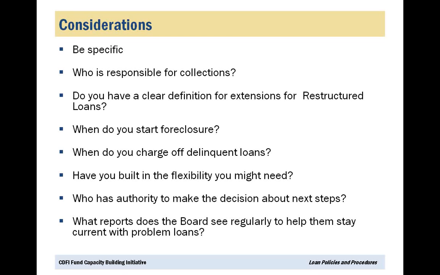You might decide to be very specific in your policies. You might want to leave yourself a little wiggle room. But who has the authority to make the decision about next steps? That should be stated in there so that you know who does make the decision. And then what reports does the board see regularly to help them stay current with the problem loans? I want to encourage you to always do that regularly, because you don't want your board to have a big disconnect between a deteriorating portfolio and the last report they saw. So you want to make sure that your board is getting regular reports.